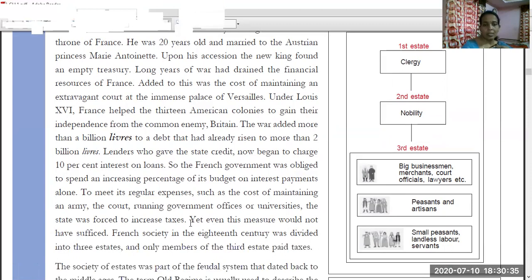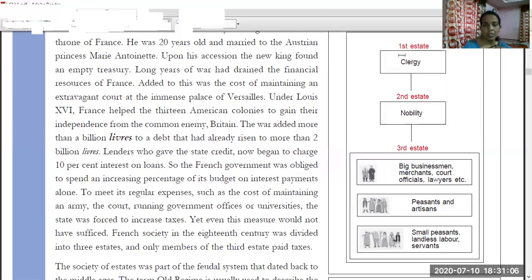Increasing taxes was also not enough here. Yet even these measures would not have sufficed. They were not enough. French society in the 18th century was divided into three estates, and only members of the third estate paid taxes. The society was divided into three estates, and among these three, only the third estate was paying the taxes.